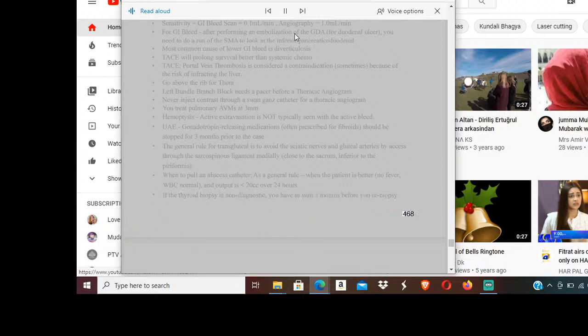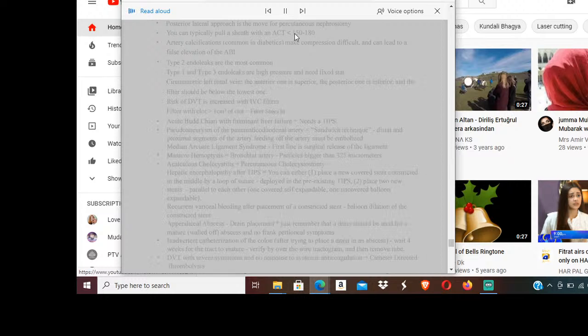468. Posterior lateral approach is the move for percutaneous nephrostomy. You can typically pull a sheath with an ACT of 150 to 180. Artery calcifications, common in diabetics, make compression difficult and can lead to a false elevation of the ABI. Type 2 endoleaks are the most common. Type 1 and Type 3 endoleaks are high pressure and need to be fixed stat. Circumaortic left renal vein: the anterior one is superior, the posterior one is inferior, and the filter should be below the lowest one. Risk of DVT is increased with IVC filters. Filter with clot: 1 cubic centimeter of clot equals filter stays in.